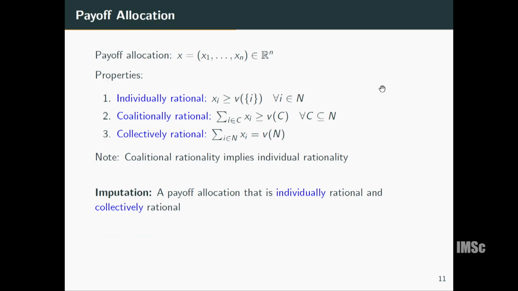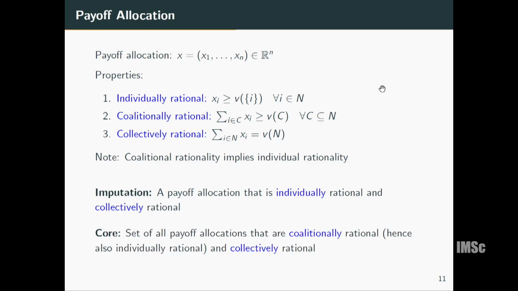Okay. And this leads to an important concept which is called the core. The definition is simple. I basically say that the set of all payoff allocations that are coalitionally rational and collectively rational forms a set which is called the core.